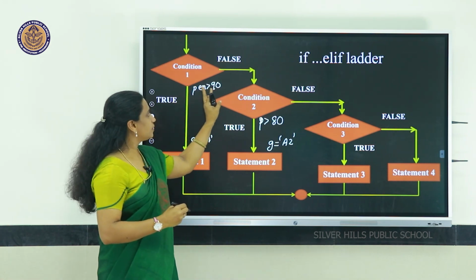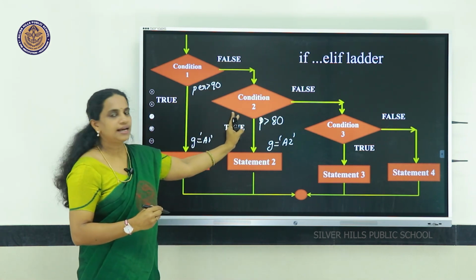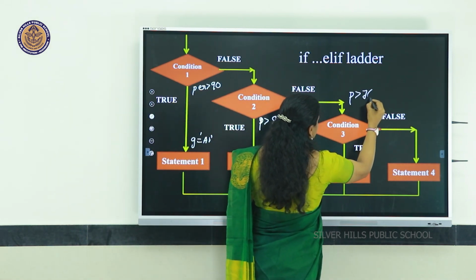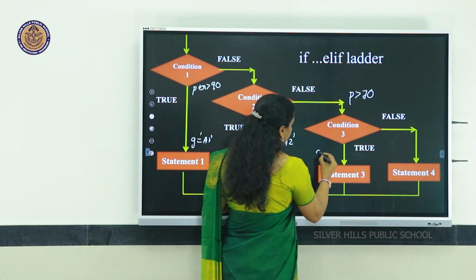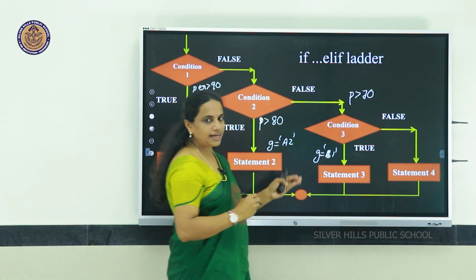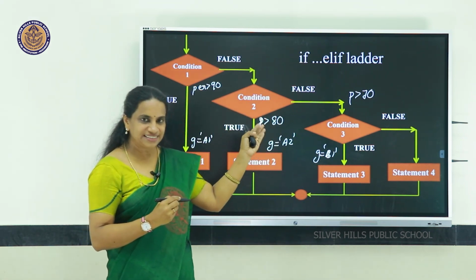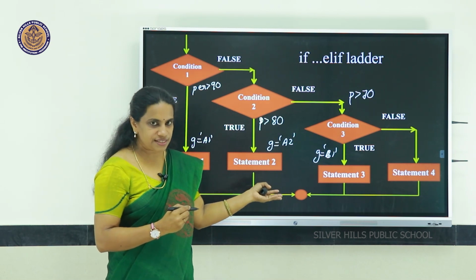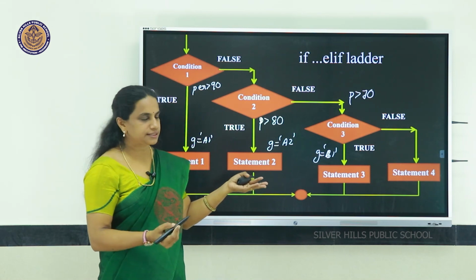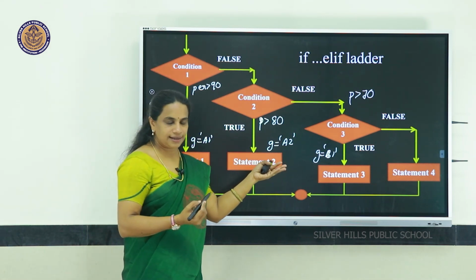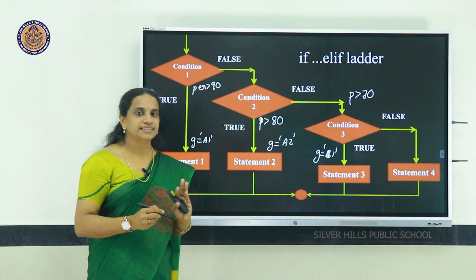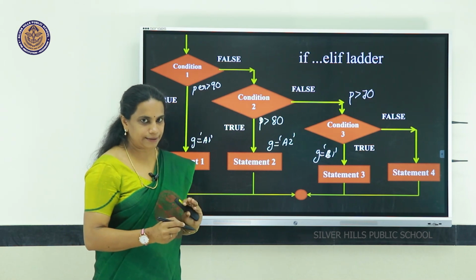Suppose the percentage is not greater than 90 and not greater than 80, then you have to check whether the percentage is greater than 70, and if it is true, then you can assume that grade is equal to B1. This will continue like this. Next one is percentage greater than 60, then percentage greater than 50, then 40, then 33. You know the grading policy in the CBSE board examination. Now, when the percentage is less than 33, you can put the proper grade. Okay. This is a best example for the if, elif ladder.